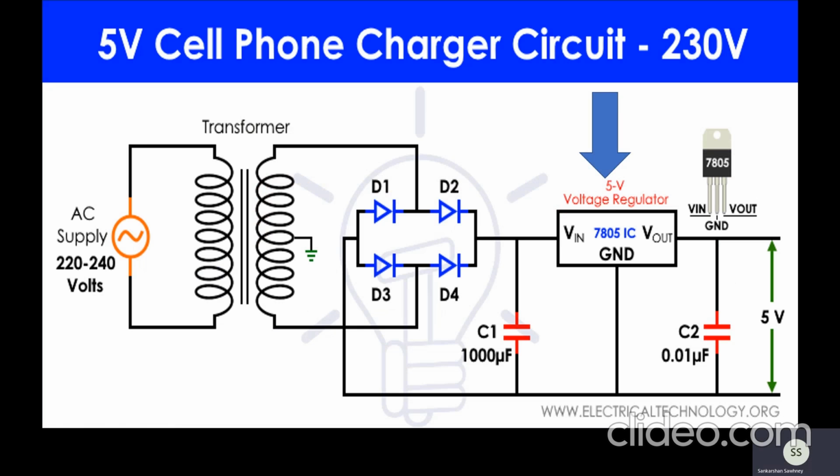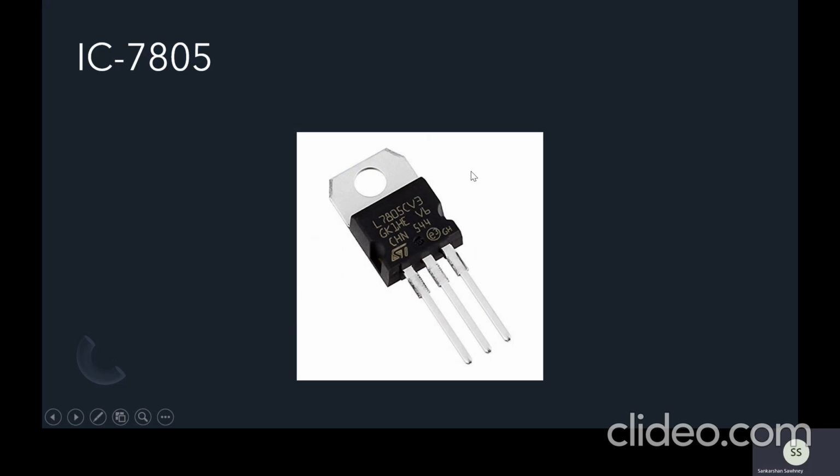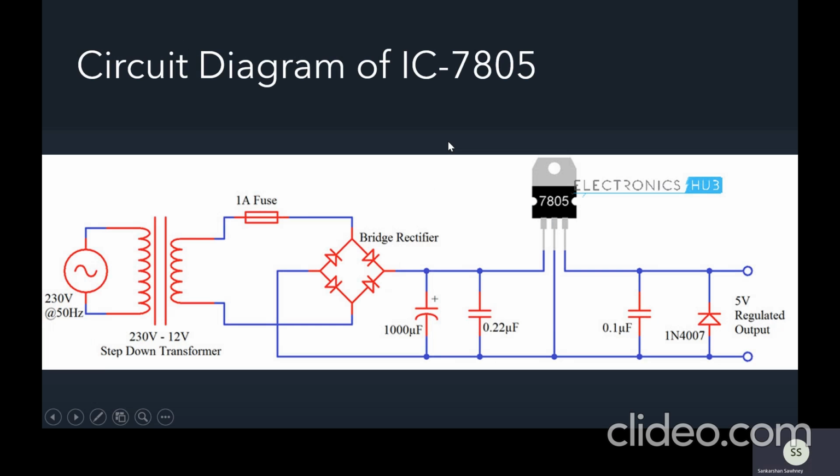Now the filtered signal reaches the voltage regulator IC7805. A voltage regulator IC7805 is used to provide a regulated 5 volt DC output voltage. This is the image of a common IC7805, which is available in the market at a very cheap price. Here is the circuit diagram of the IC7805, which consists of a combination of diodes, capacitors and a fuse.